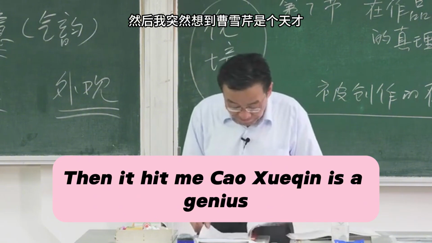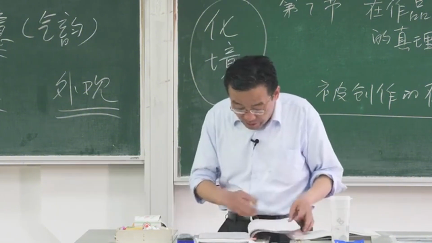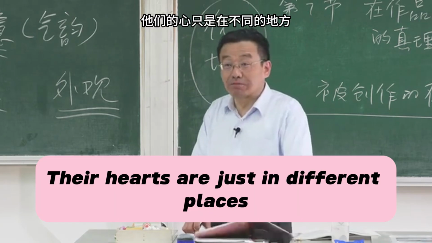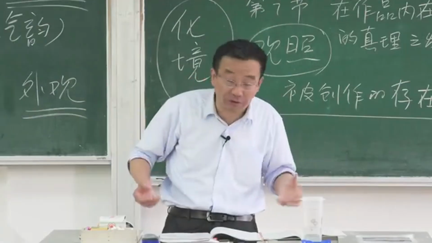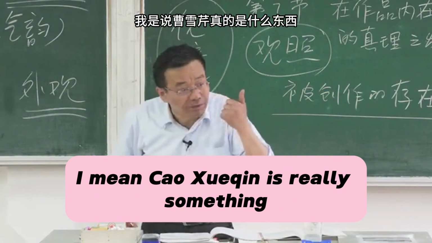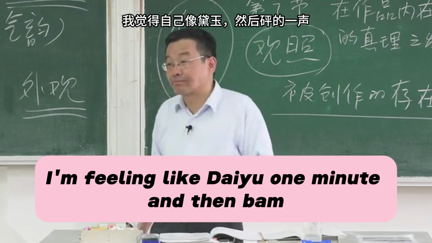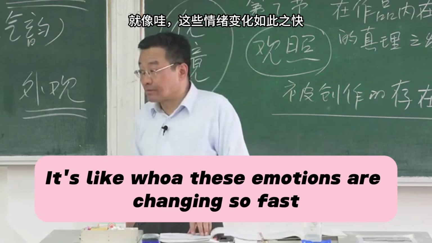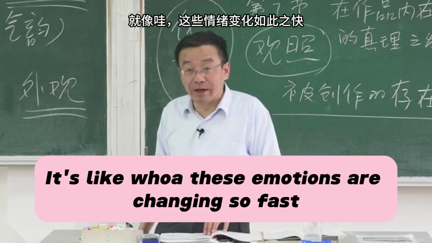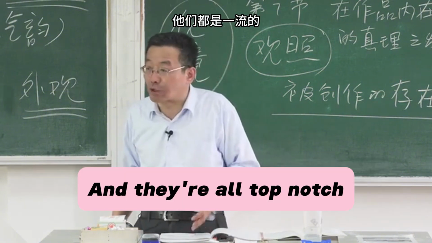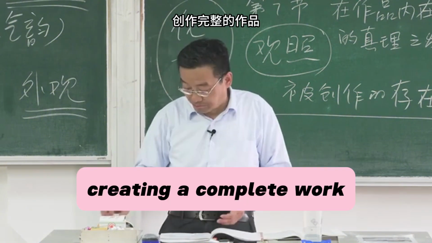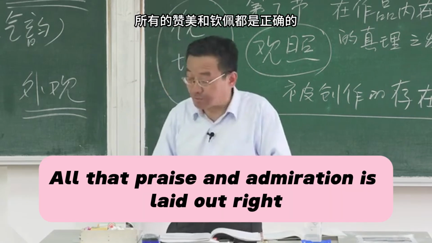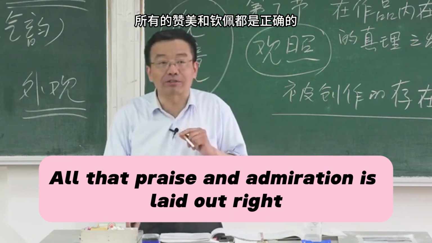Then it hit me, Cao Xueqin is a genius. The lines from Shangyun are totally different from Daiyu's. Their hearts are just in different places. I mean, Cao Xueqin is really something. I'm feeling like Daiyu one minute, and then bam, I'm Shangyun. It's like, whoa, these emotions are changing so fast. And they're all top-notch, one line after another, creating a complete work that's a big shout-out to Chinese poetry. All that praise and admiration is laid out, right?